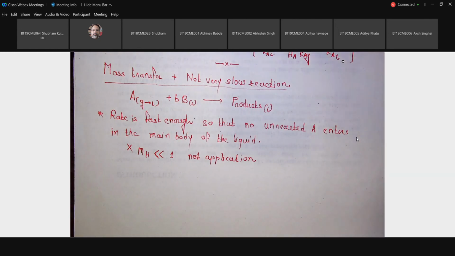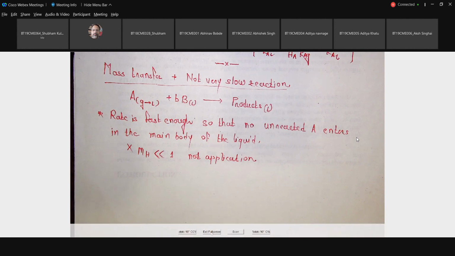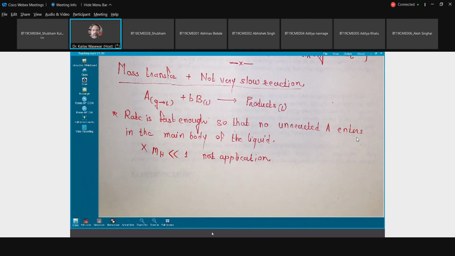So now take the case of the plug flow reactor. I think it is almost 1 o'clock, so we can stop here because of this mobile problem. We started late, but no issue. We'll continue this section, mass transfer with not very slow reaction in plug flow, that is the tower, with both phases in plug flow.